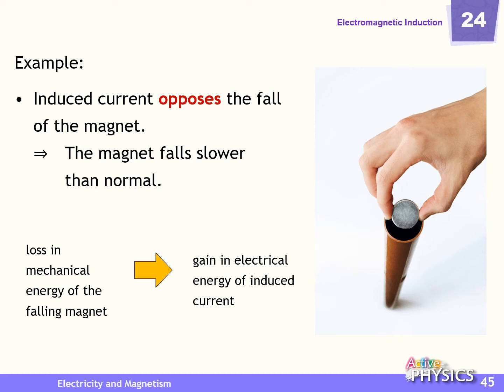And here is another example. If you drop the magnet through the copper tube, then you will find that the acceleration of the magnet is lower than the gravitational field strength. Yes, the acceleration of the magnet is lower than the gravitational field strength. Why?